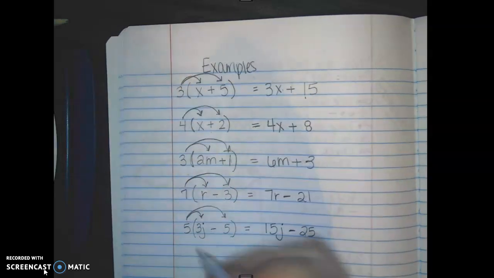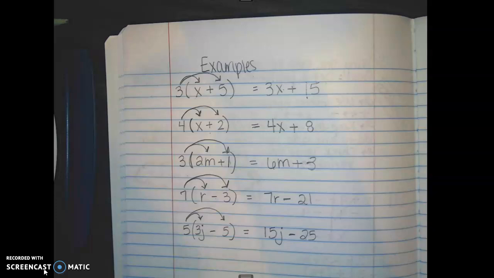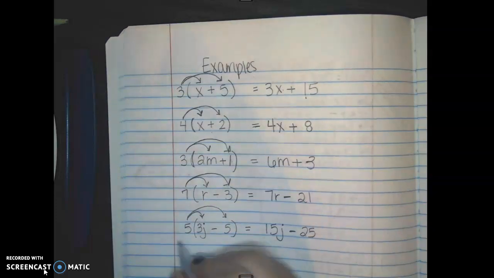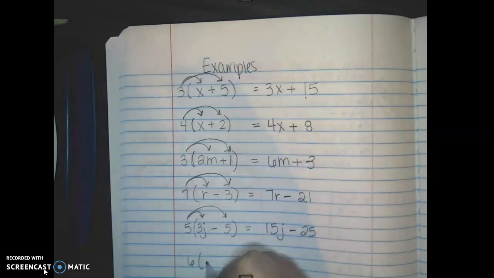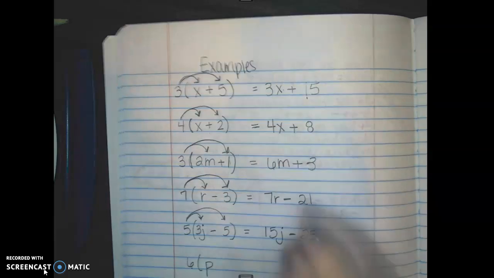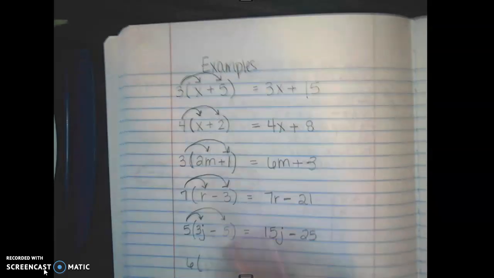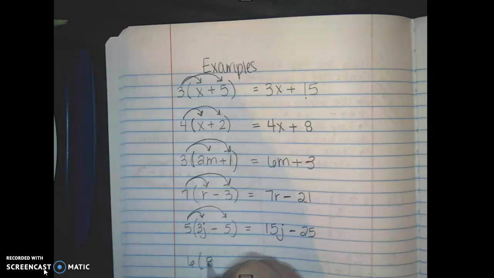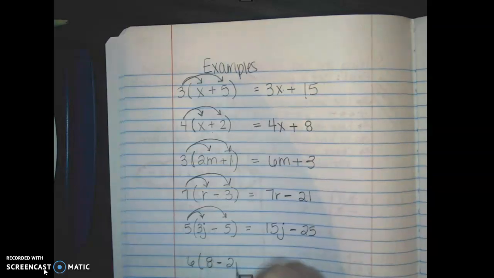All right, so let's look at a little bit different situation. I'm going to try to show as many different weird situations as I can. Let's do 8 minus 2p.